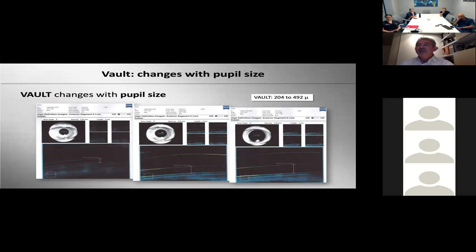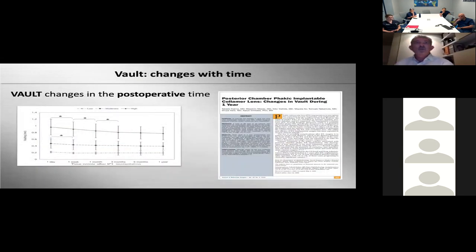In these consecutive OCT frames taken for us in 2013 during pupil dilatation, we could observe how vault was varying from mesopic size to pharmacological mydriasis in a hyperopic ICL implanted eye, doubling the final vault value. But we also know that the vault changed in the post-operative period.